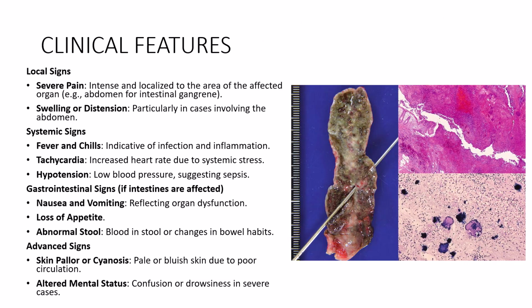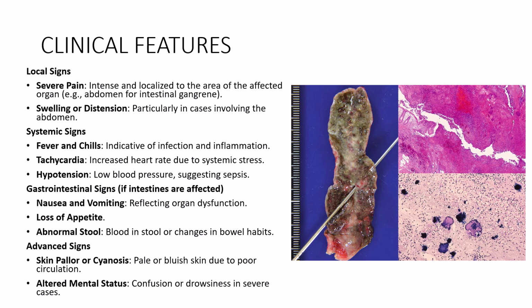Then what are the clinical features? There are local signs, systemic signs, gastrointestinal signs, and advanced signs. In local signs, what you see is severe pain. That is, it is intense and localized to the area of the affected organ, for example in the abdomen for intestinal gangrene. Then there is swelling or distension, which you'll see particularly in cases that involve the abdomen.